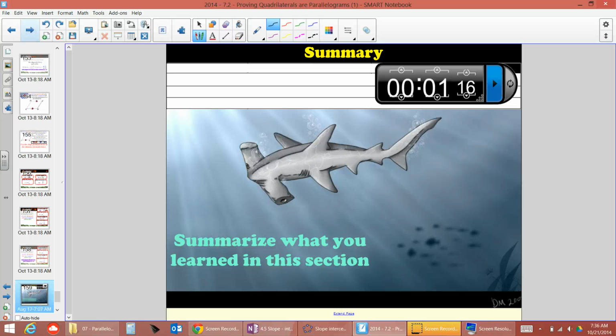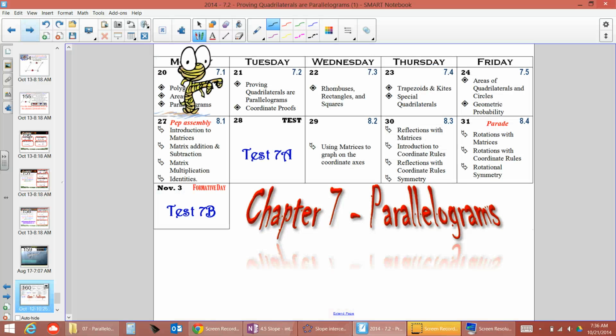Fill in your summary, and make sure you do this. This is free points. It's not very hard. You learned about how to do coordinate geometry, full sentences and all that jazz.